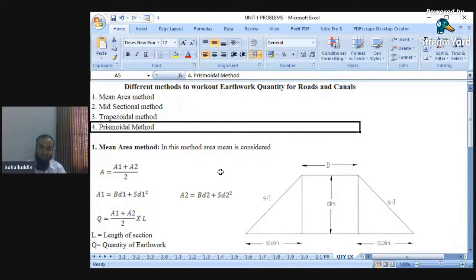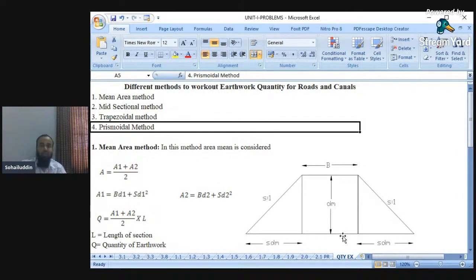We cannot consider it as a rectangle. We cannot consider it as a triangle. In the case of roads, we are considering a trapezoidal shape. So finding the area of the trapezoid is most important. How do we find the area of the trapezoid?